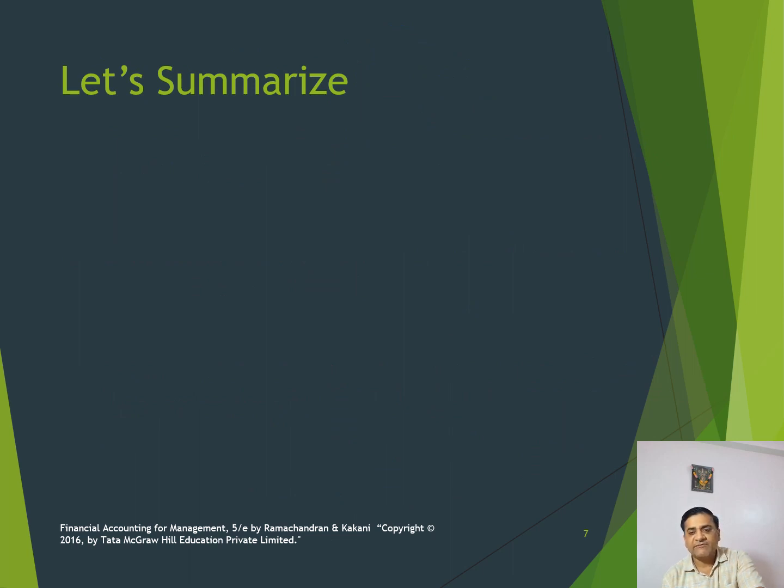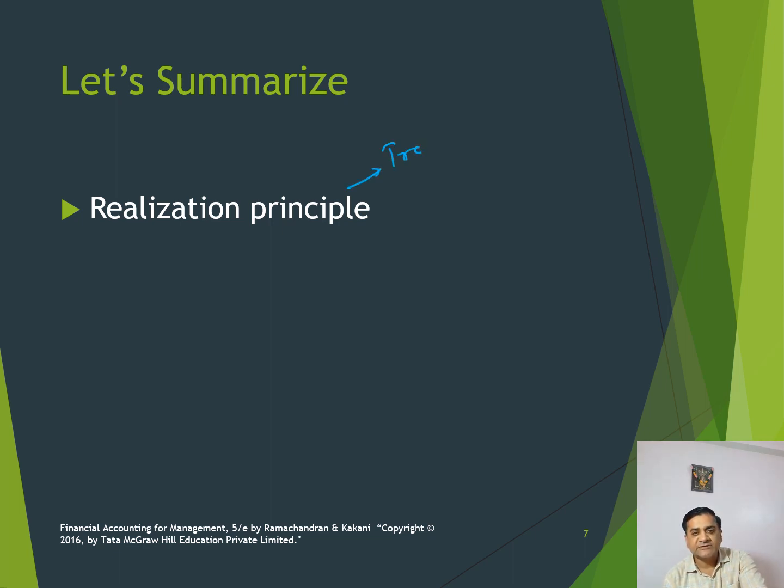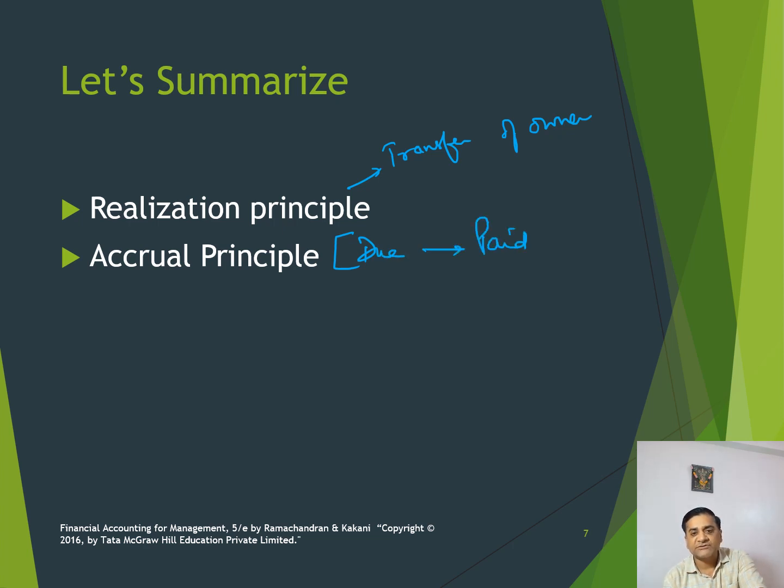Let's summarize whatever we have discussed. We talked about the principles. The first principle was the realization principle, which says that the point of time when the revenue is said to be recognized would be when the ownership is transferred, the transfer of ownership, which means the transfer of risks and rewards related to that product or service. Whenever it is transferred, we say the income has been recognized. Then we talked about the accrual principle, which says you need to record the transactions when they become due, not when actually paid or received.